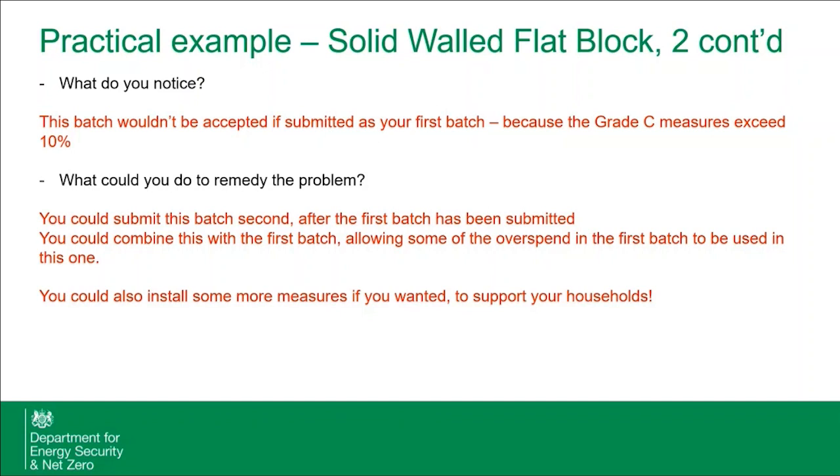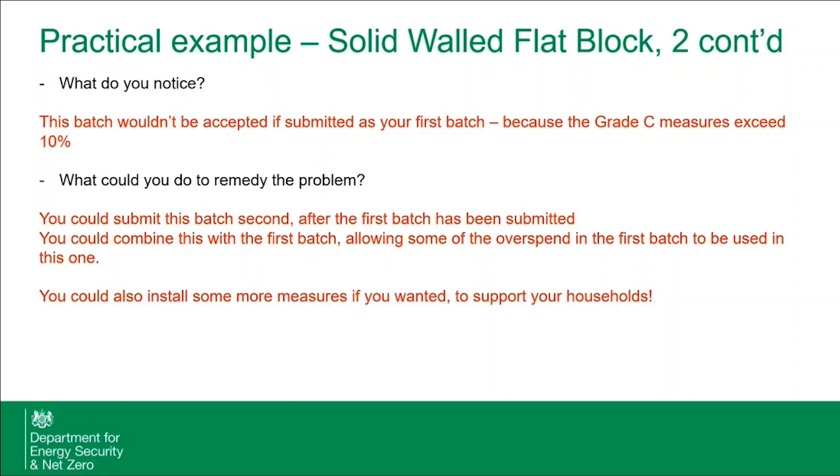And as a result, what we would notice is that, again, this batch wouldn't be accepted if it was submitted as your first batch. The reason being is because grade C measures have exceeded 10%. So what you could do in this example is you could submit this batch second, after the first batch that we had submitted in the first round had been submitted already, therefore allowing the grade C measures to be installed, because they would then be less than 10% of the total spent to date.